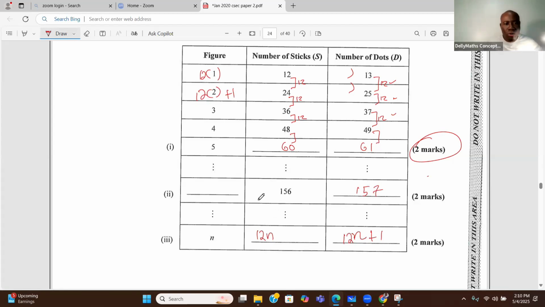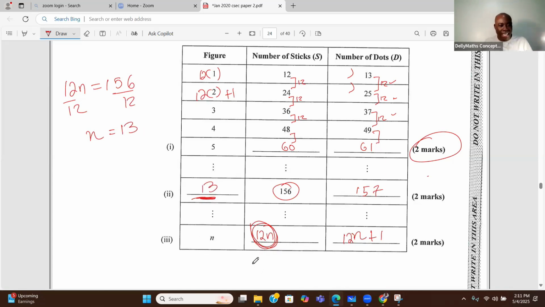You understand? So, question now, let's find this n. If I want to find this n, I'm going to take the master for the S column and relate it to the 156. And it's going to tell me what n is. So, in other words, 12n equals 156. Dividing both sides by 12 tells me what n is. 156 divided by 12 is 13. N is 13. And then if you want to say 12 times 13 plus 1, you're going to see the 157 come up.